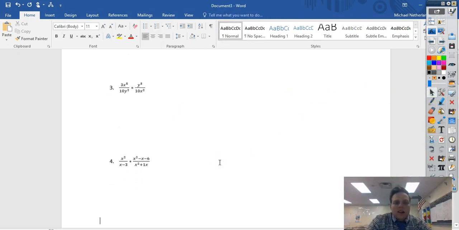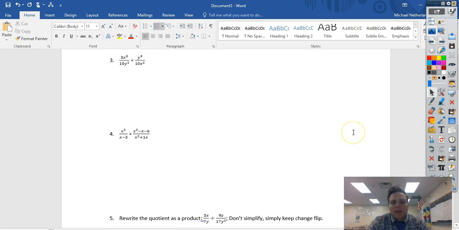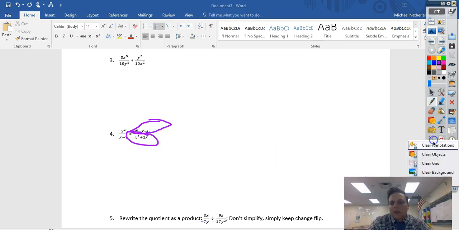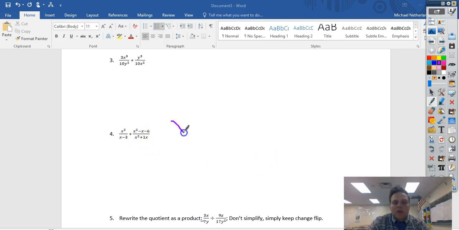Number 4 says x squared over x minus 3 plus x squared minus x minus 6 over x squared plus 1x. So we're multiplying these two fractions. But hopefully you're like, oh, okay, I can do some factoring here, and I can do some factoring here. And we're going to talk about those two factorings. The first one, so I'm just going to write x squared over x minus 3 again. That just comes from this left fraction. I'm just not doing anything to it. There's nothing you can do.